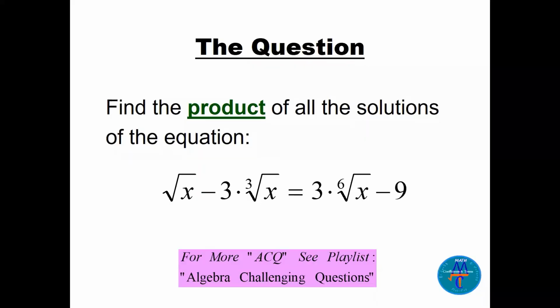This is another question of the series called Algebra Challenging Questions, and this is really challenging since we have a square root of x, cube root of x, and sixth root of x in one question. We need to find the product of all the solutions of this equation. If you want to try, you can pause the video a little and see what you can do. We have to make something that we can factor. Let's see what we can do.